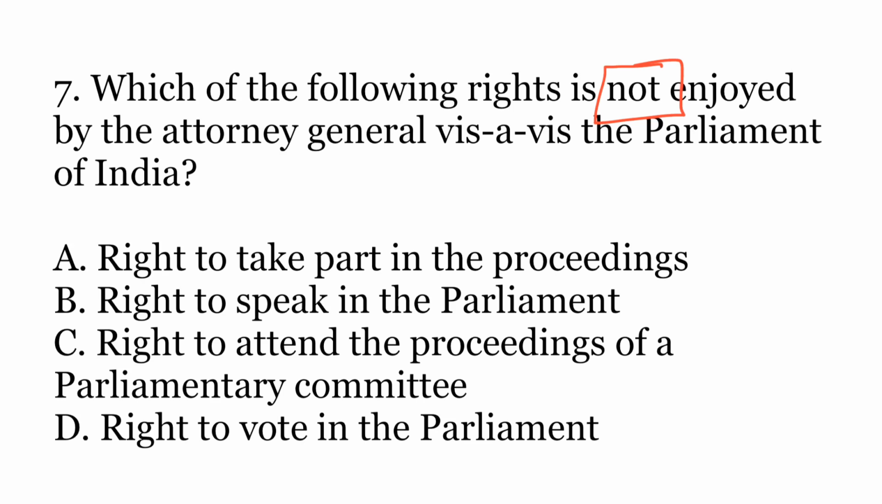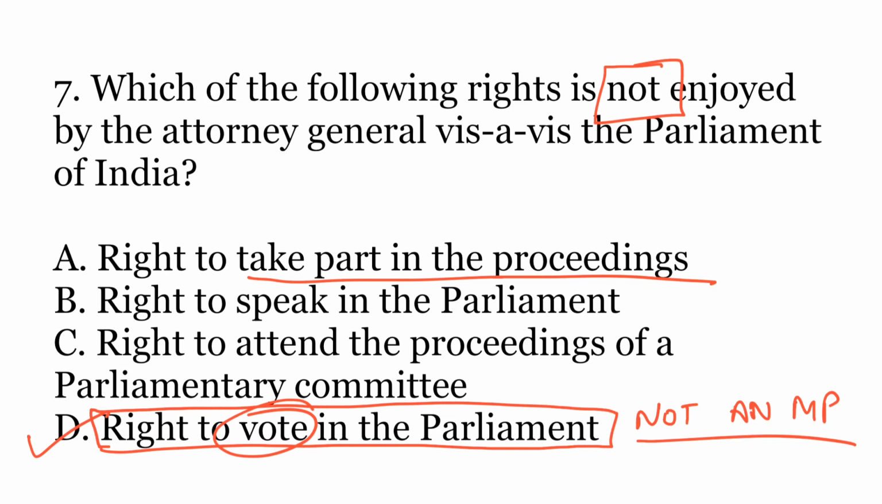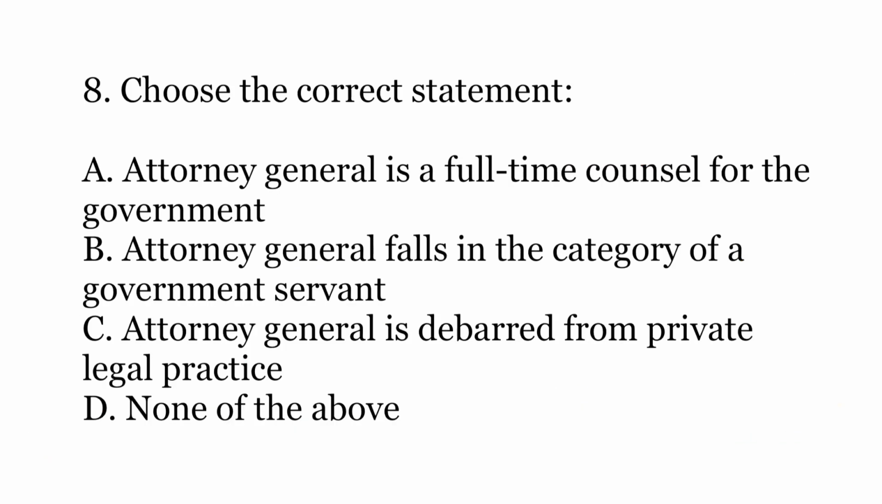So the right which is not enjoyed by the Attorney General is the right to vote in the Parliament. Since the Attorney General is not a member of either House of Parliament, so is not an MP. Therefore, he does not enjoy the right to vote, but he can take part in the proceedings of the Parliament, he can speak in the Parliament, and can attend the proceedings of a parliamentary committee of which he or she is a member.